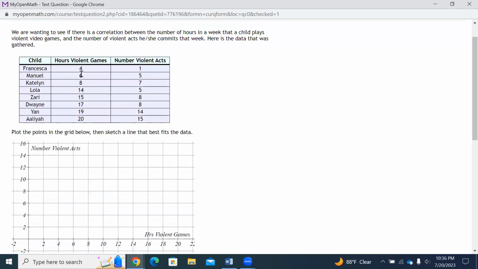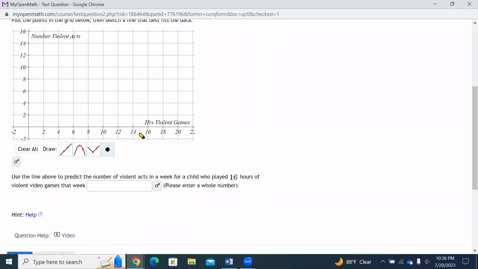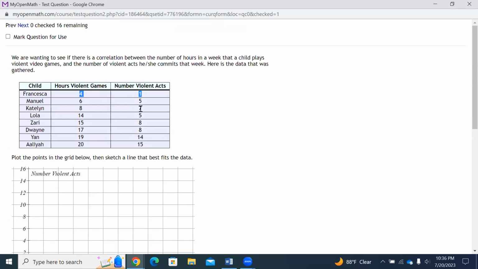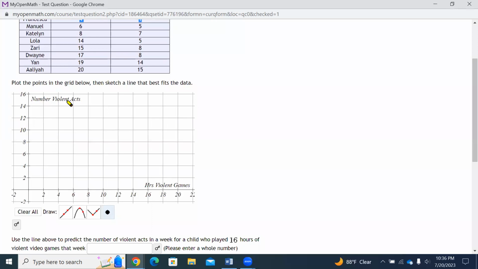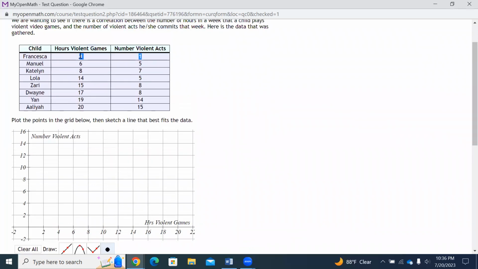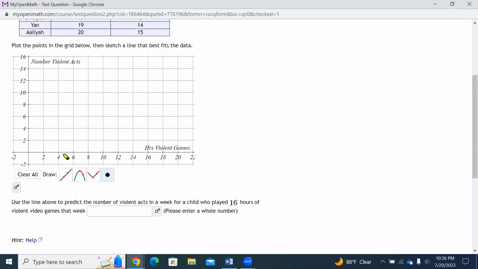So I'm going to put the dots. The first dot is going to be 4, 1, over 4. This is the X and this is the Y. How do I know? Look down here. On the X-axis is hours of violent games. On the Y is number of violent acts. So 4 hours. Francesca is over 4, up 1, right there. Boom. That dot represents Francesca because she played 4 hours of violent video games and committed one violent act.